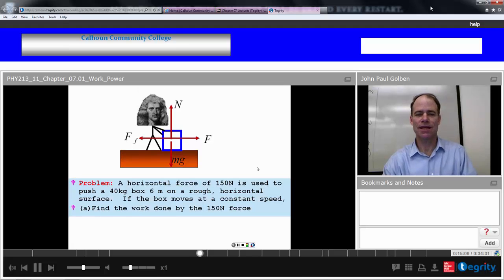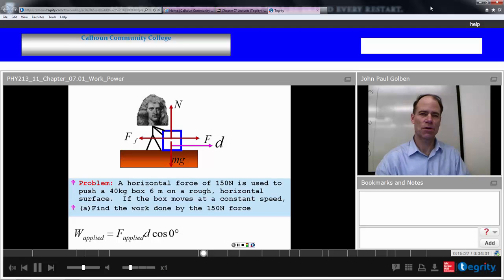So let's do a calculation. We're going to put Newton to work. A horizontal force of 150 newtons is used to push a 40 kilogram box 6 meters on a rough horizontal surface. If the box moves at constant speed, find the work done by the 150 newton force.